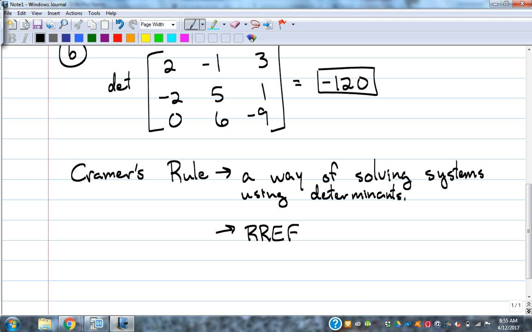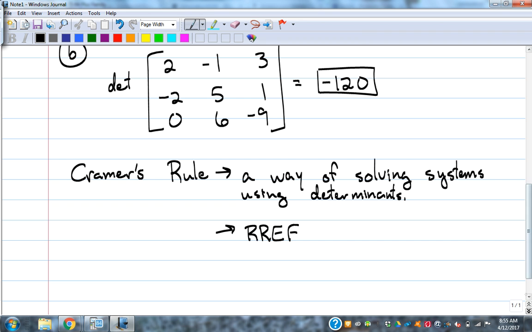Okay? So I just want you to know that Cramer's rule is a way of solving systems using determinants. We're not going to do it that way. We've already got a good method. RREF works great. Gets us a little bit better things on infinitely many solutions than Cramer's rule does. Okay, so that's what you need to know about determinants.